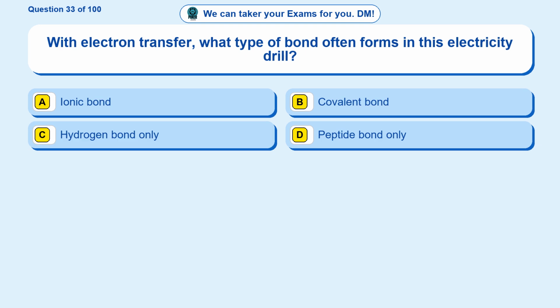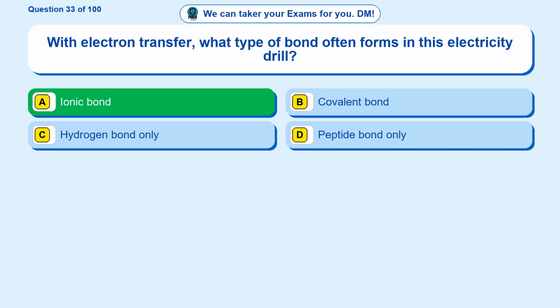Question 33. With electron transfer, what type of bond often forms in this electricity drill? Option A, ionic bond. Option B, covalent bond. Option C, hydrogen bond only. Option D, peptide bond only. The correct answer is option A.